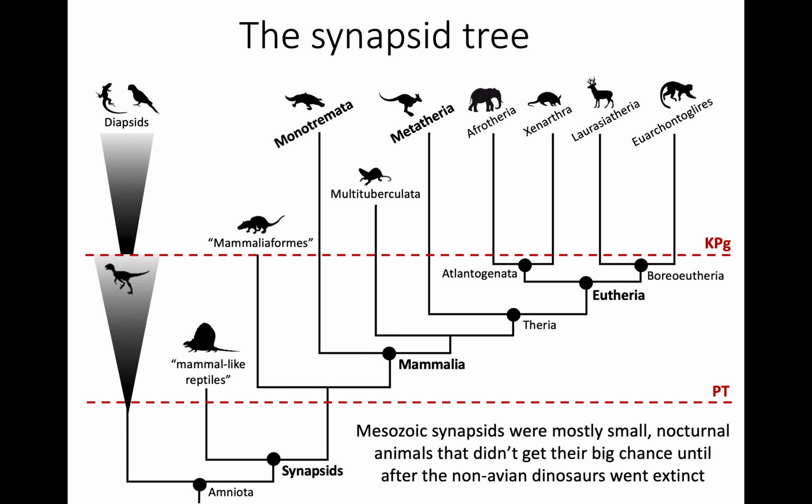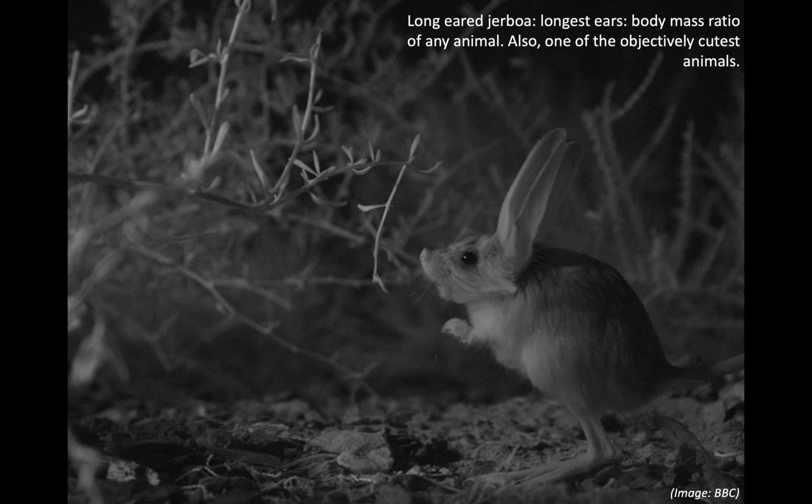So Mesozoic synapsids, alive during the time of the non-avian dinosaurs, were mostly small and nocturnal. A lot of the reason for that is because of the major predators at the time, the dinosaurs and the crocodiliforms. So there were a lot of large apex predators out, so most mammals were actually small, nocturnal.